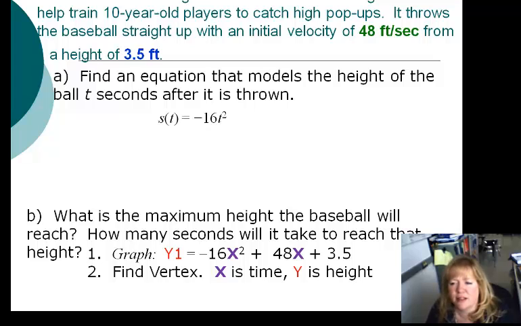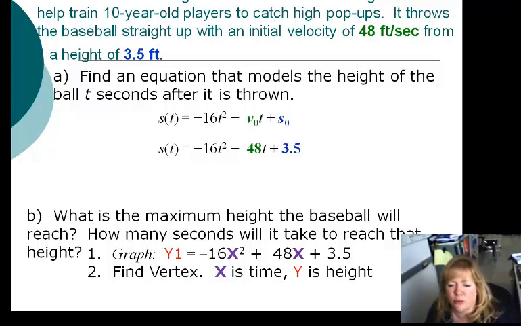So s of t is going to equal negative 16t squared plus v sub 0 times t plus s sub 0. I already color-coded them for you, so you know that v sub 0 is your velocity. Velocity is in feet per unit of time, meters per unit of time, something per unit of time, like miles per hour. s sub 0 is going to be 3.5. So you just plug those right in and you've got your formula. That's your quadratic model for this situation.